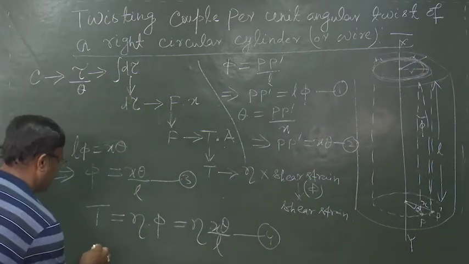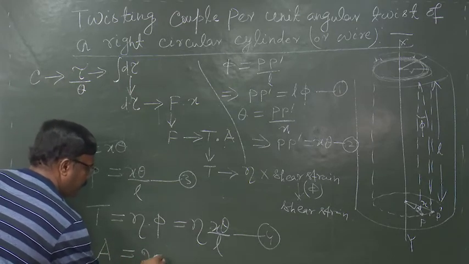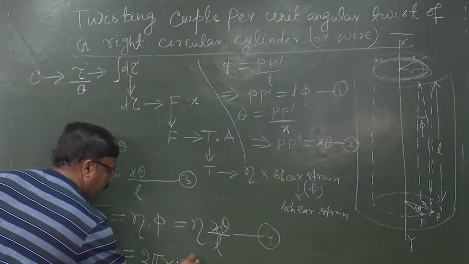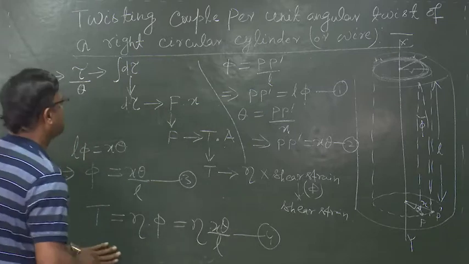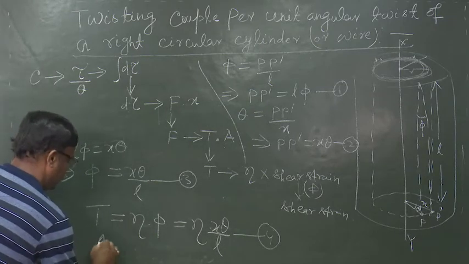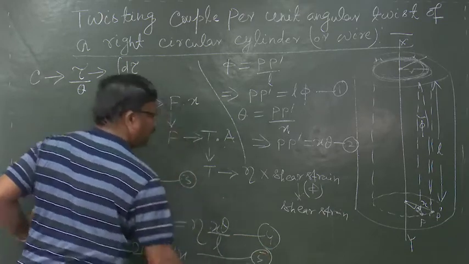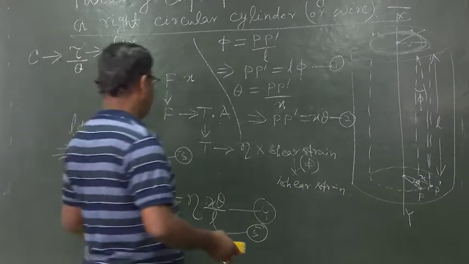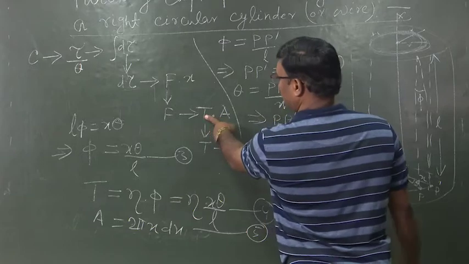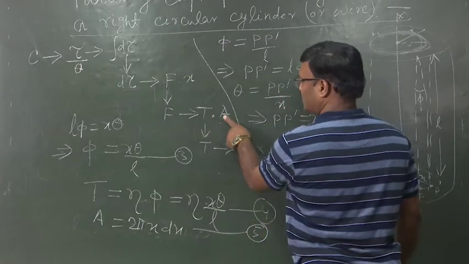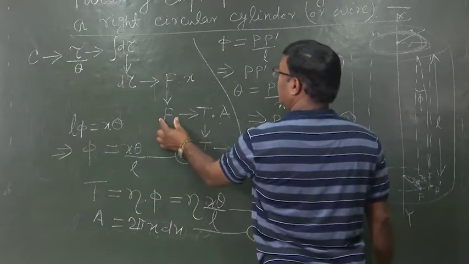Area A equals 2 pi x dx. This is equation 5. Okay, we arrived at this point. Let us come to the trick. We have calculated T in equation 4. We have also calculated A in equation 5. Now multiplying equation 4 and 5, we can get F.